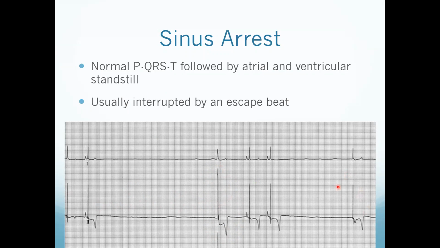Okay, we look at this escape beat here, and it's almost identical to the sinus QRS beats. So this one would be more what we would call a junctional escape beat. So this would be a ventricular escape. This could be a junctional escape. And the ventricular escape could have very different morphologies depending on how far down the ventricle it was arising.